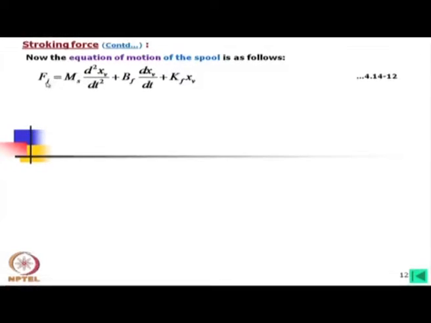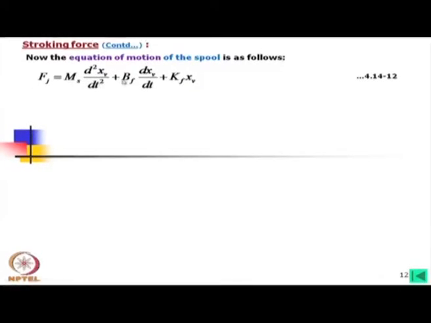Now, here, I guess this will not be Fj, because Fj we have considered for jet angle. This is the force due to the spool motion. Ms is the mass of the spool, so mass into acceleration due to the spool movement.